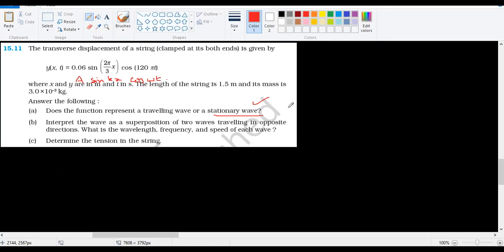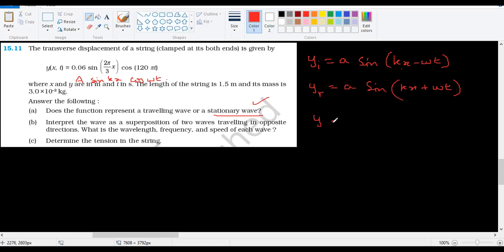Again, you have to go back to the basics. So we said the incident wave is A sine(kx minus omega t). The reflected wave, since it will be coming back, is A sine(kx plus omega t). I already explained it, and I gave some diagrams in the handbook, so take a look at it.